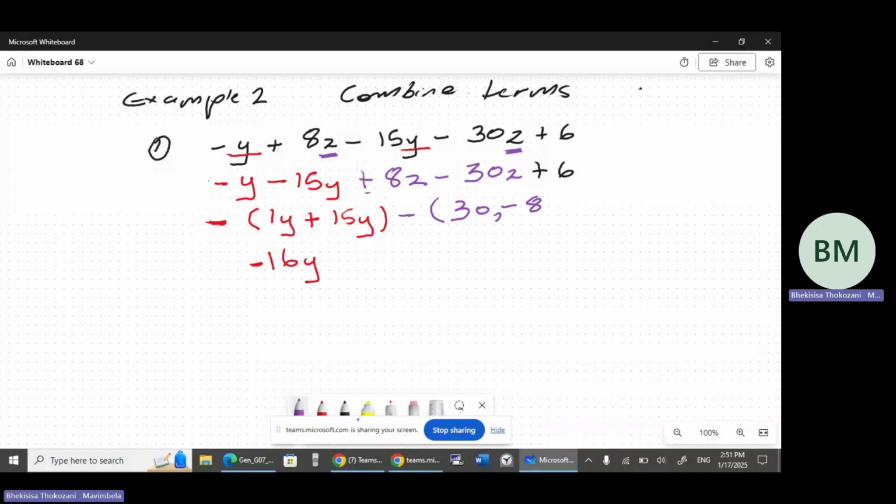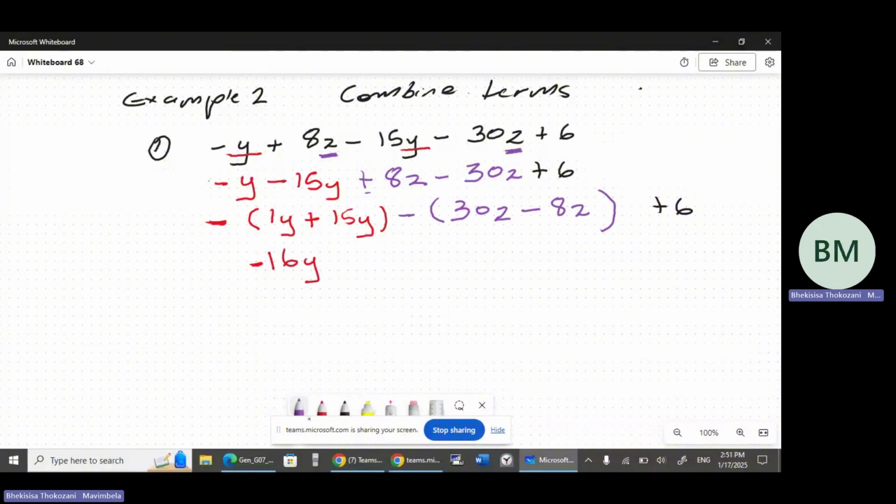Remember, it's 30z. Let's write it properly so that it does not confuse you guys. So it's 30z minus 8z, right? So now we want to put the constant. The constant is 6, do not forget. So let's complete this one here.